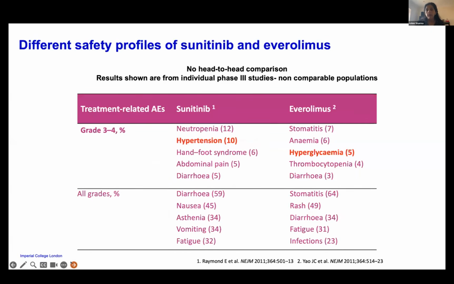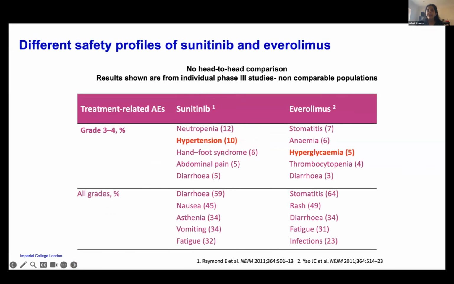Essentially, they have very similar progression-free survival benefits compared to placebo. There's never going to be a trial comparing both of these, and so there's no head-to-head comparison. And I think the best way of trying to decide which agent you want to use would probably be based mainly on the side effect profile. These are the main side effects, the grade 3-4 side effects for sunitinib and for everolimus.